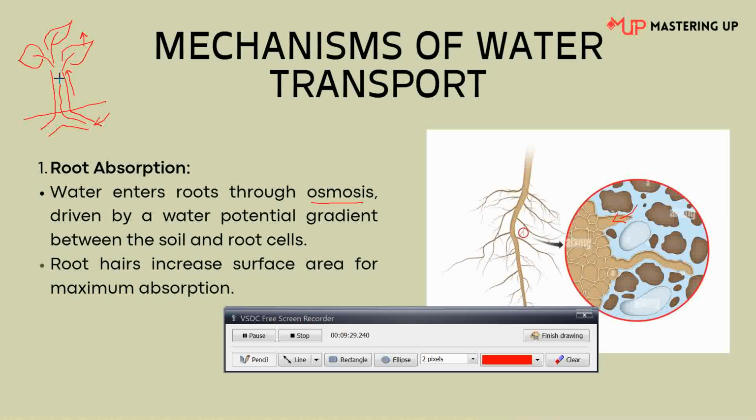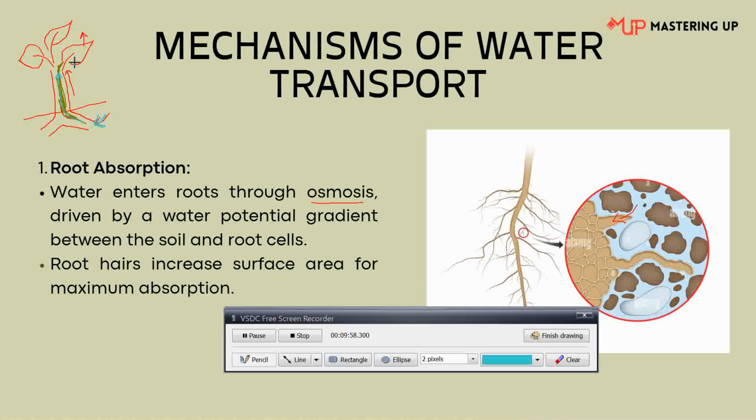This is the xylem vessel. Okay, so let me change the color. This is the xylem vessel, and the xylem vessel is present inside the stem. Water enters from the soil into the root hair, and from the root hair, water is transported through the xylem to the upper parts of the plant.